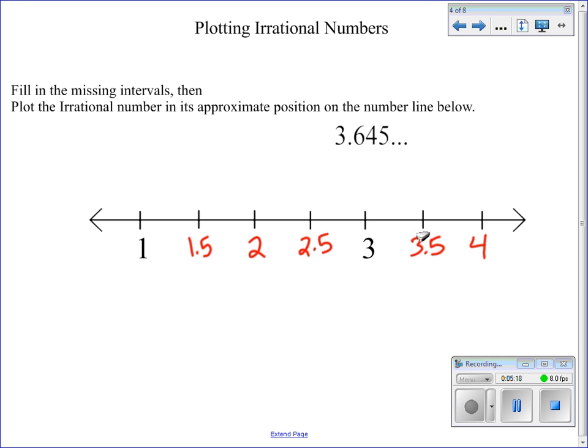3.6 is going to be just past the 3.5 in between that and 4. So I'm going to put it right about here. And then again, I put the original 3.645 with 3 dots afterwards. And that's it.